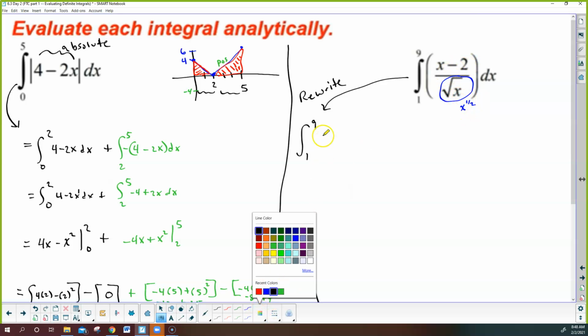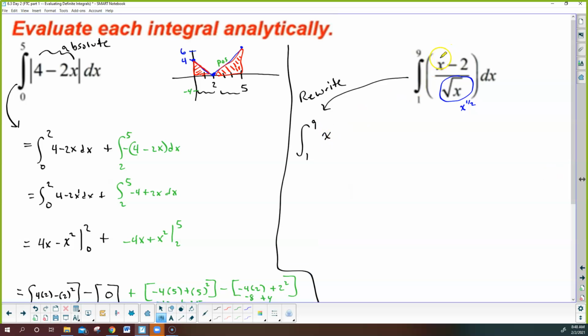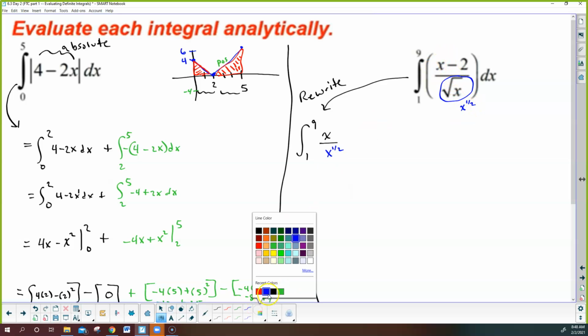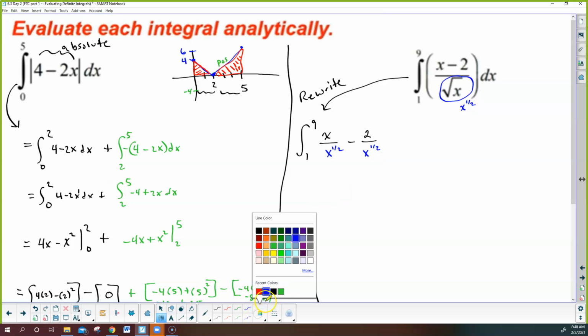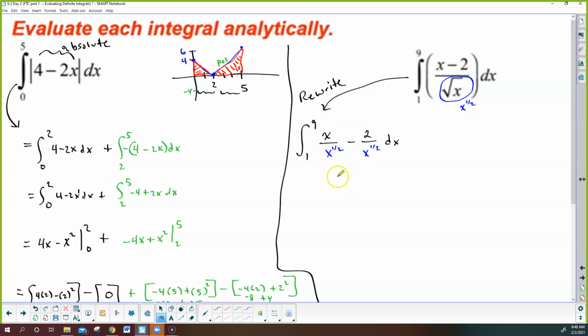So what we're going to do is we're actually going to split this up as this x divided by its own x to the 1/2. And then we're going to subtract the 2, but the 2 also has to be divided by the x to the 1/2. And it's usually this step that students don't see. Once we have that, then we're actually able to do a little bit more simplifying, and then we can apply the power rule, the reverse power rule.